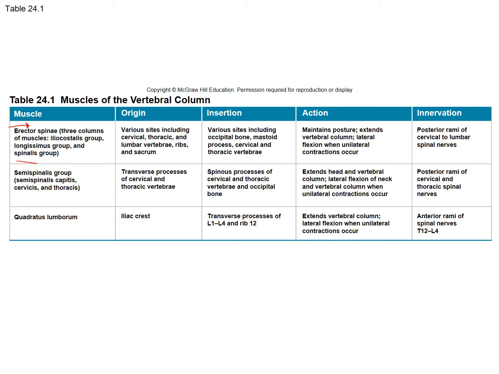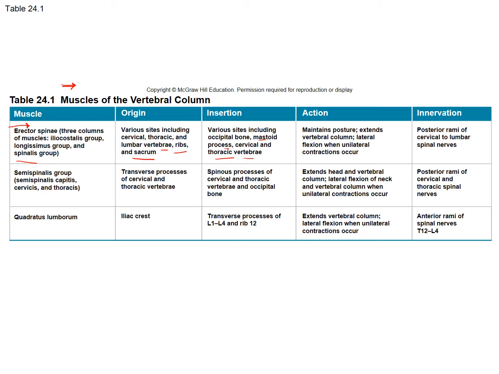Okay, so you actually need to know the arrangement, from lateral to medial, because there's sometimes a question about that. Which one is medial, which one is lateral? Going from lateral to medial will be iliocostalis, longissimus, and spinalis. As we learned before, the origin will be various sites, including cervical, thoracic, and lumbar vertebrae, and ribs and sacrum. Insertion, various sites including occipital bone, mastoid process, cervical and thoracic vertebrae.